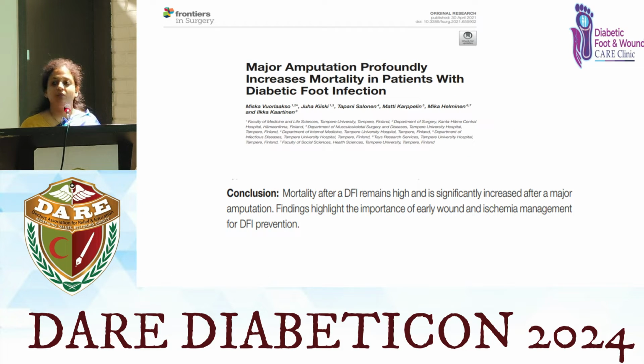So there is evidence which says that major amputation profoundly increases the mortality of a patient with a diabetic foot infection. A 5-year mortality of a patient with diabetes who has undergone an amputation is nearly 50 to 62%. So that means we have to look into early wound care and ischemia management to prevent diabetic foot infections, and not only DFIs, also the mortality of these patients.